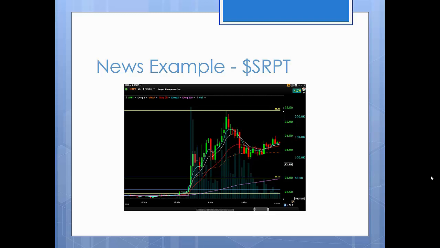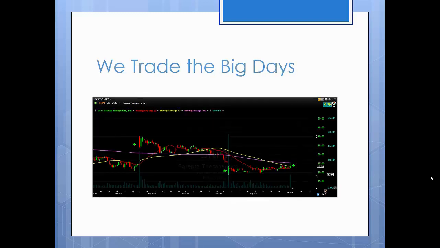All right, so let's see. Here's a good chart of Sarepta. These are the days that we've traded Sarepta. I'm familiar with this stock because we've traded it several times. And you see the green arrow. We traded it on the day it had breaking news midday. We traded it on this day that it had a big, big gap down. And we traded it on this day that it had a big, big gap up.